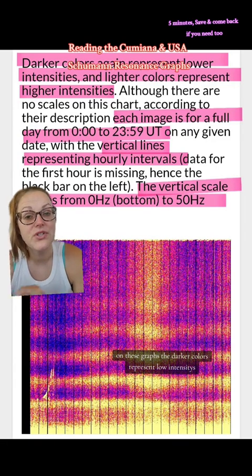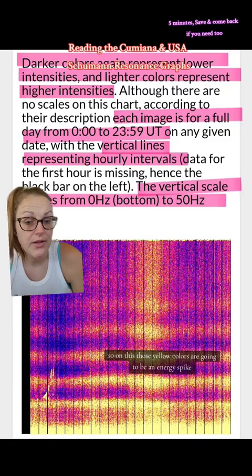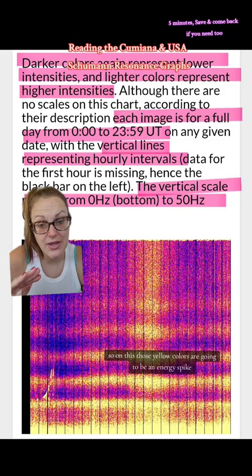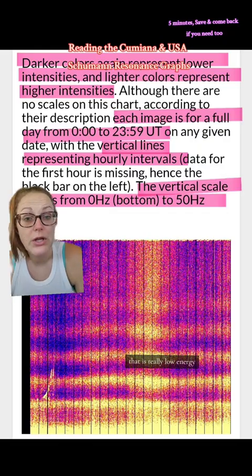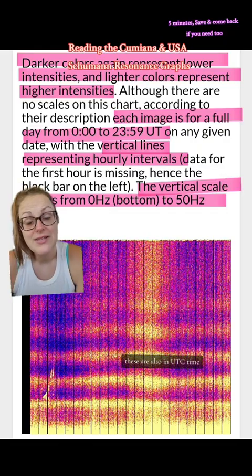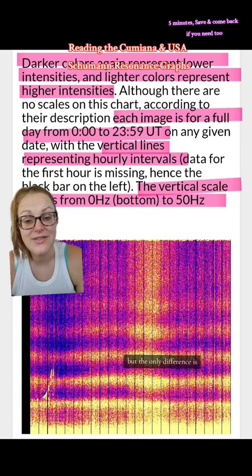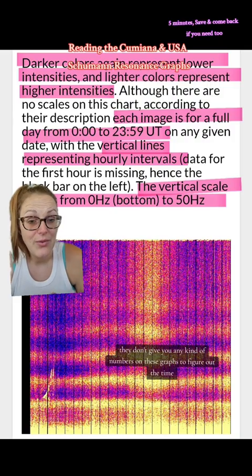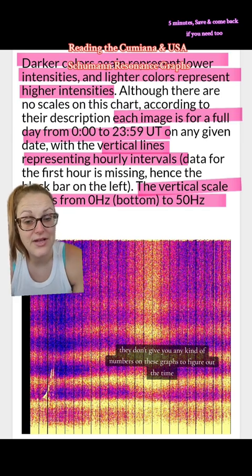On these graphs, the darker colors represent low intensities. The lighter the color, the higher the intensity. So on this, those yellow colors are going to be an energy spike, and the deep blue purple here, that is really low energy. These are also in UTC time, but the only difference is they don't give you any kind of numbers on these graphs to figure out the time.